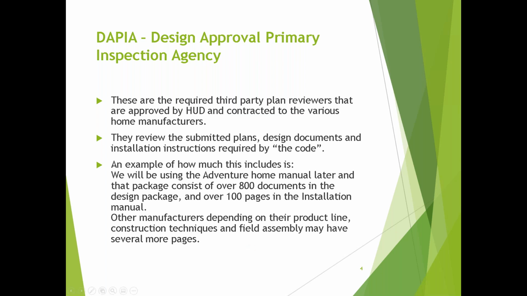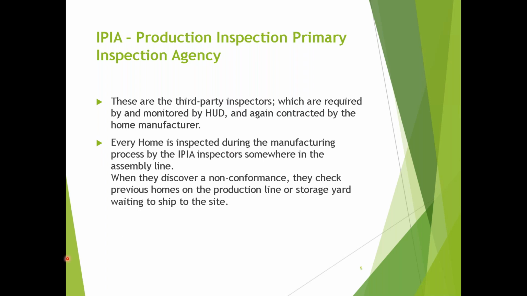Other manufacturers, depending on their product line, of course, and what it is they build, may have a lot more details, a lot more technical advice and installation instructions. IPIAs are the Production Inspection Primary Inspection Agency. These are the third-party people who are required by HUD, monitored by HUD, and again, contracted by the manufacturer. They work in the plants, and they inspect every home somewhere on the assembly line.